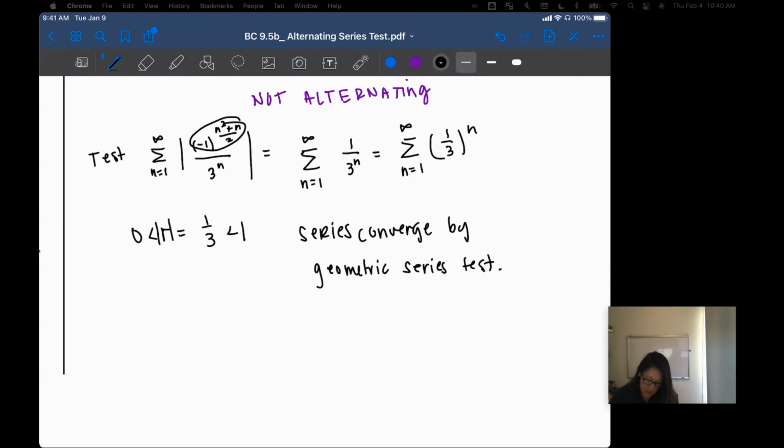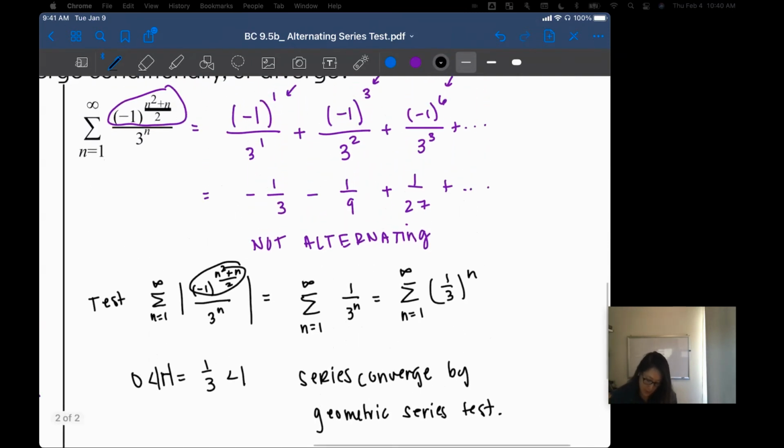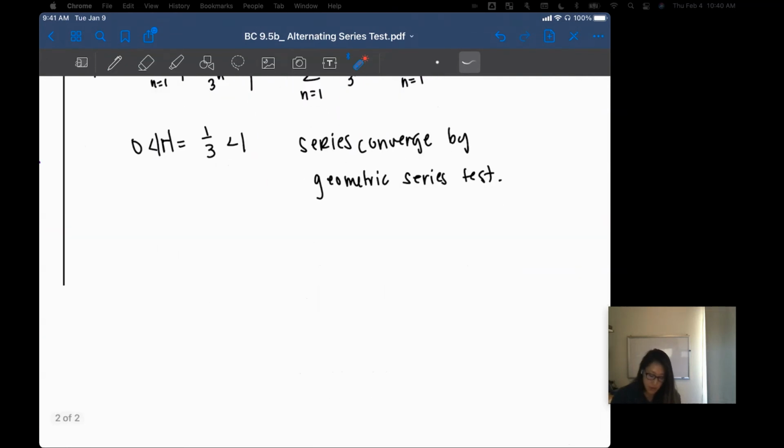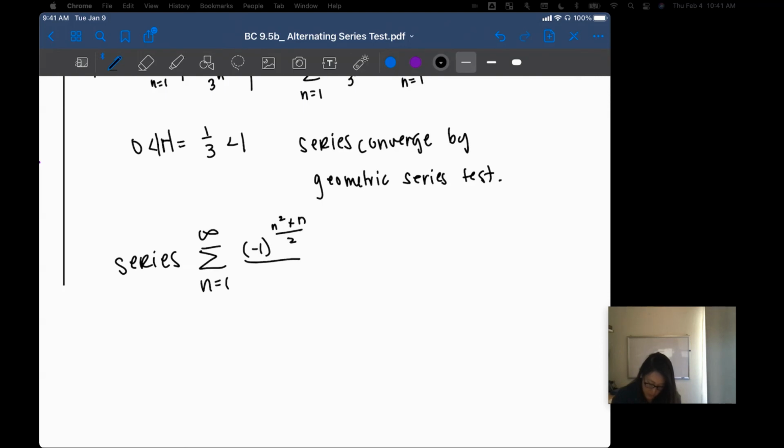So that means that since what we've done here is basically, like I said, put an absolute value around each one of these terms, when all of the signs are positive for the terms, the series still converges, which means that when the signs switch, positive and negative, the series will also converge. So the series, the sum of n equals 1 to infinity of negative 1 to the n squared plus n over 2, all over 3 to the n, converges absolutely. Okay, that's it.